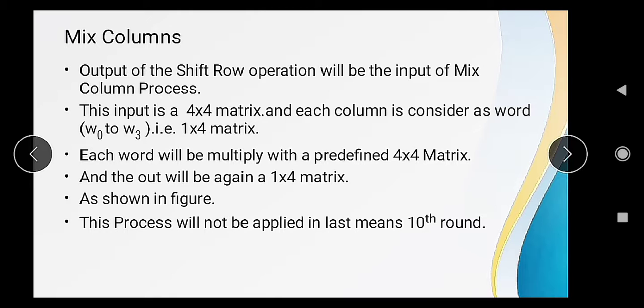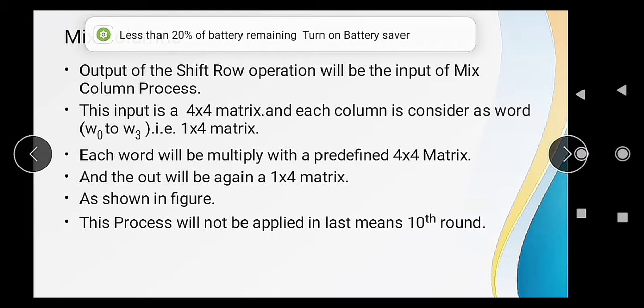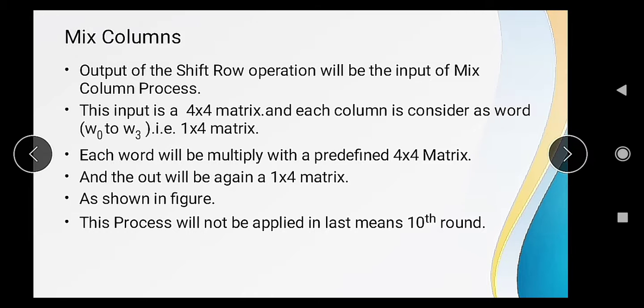Okay, in the mix column operation, the output of the shift row will be used as an input to the mix column. Now this is a 4 into 4 matrix. Again, each column is considered as a word, W0 to W3.